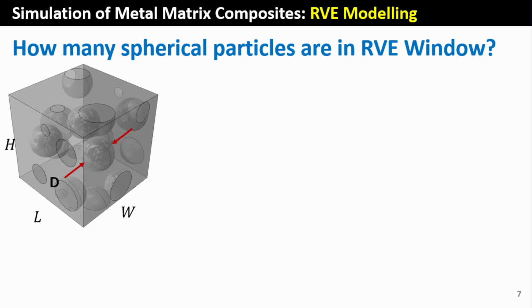So we'll do a little calculation. We've got the window of length, width, and height, and each particle has a diameter d. So the volume fraction will be 4 pi d cubed over 8. Basically, the volume of each sphere times the number there are in this window, divided by the volume of the cube.